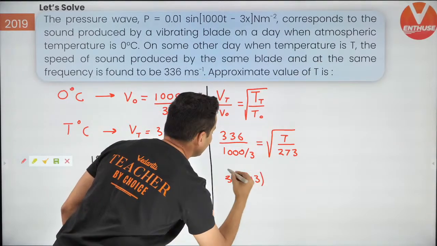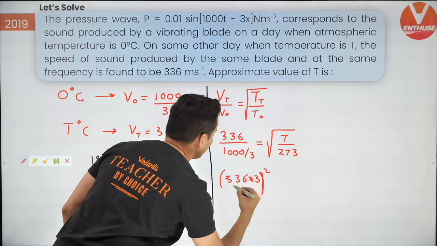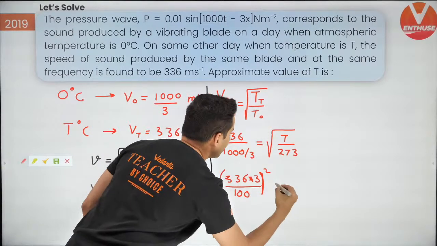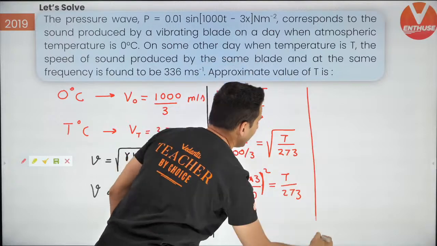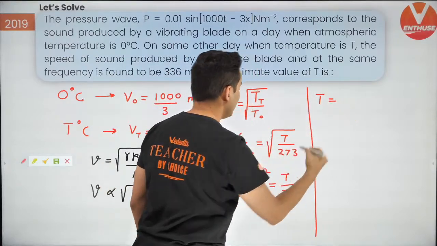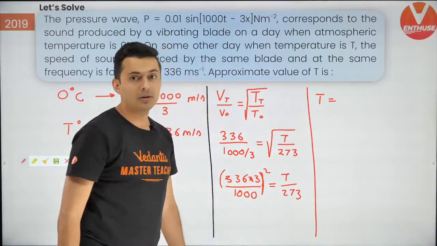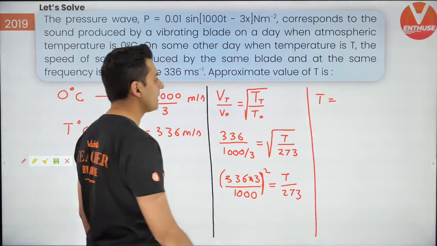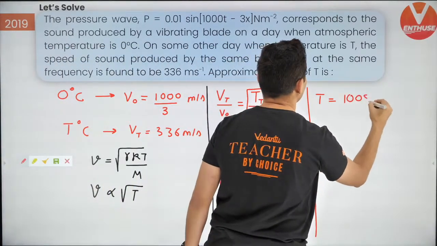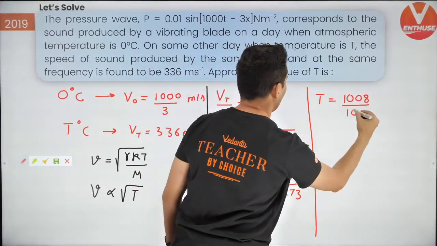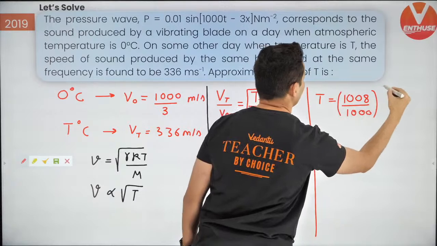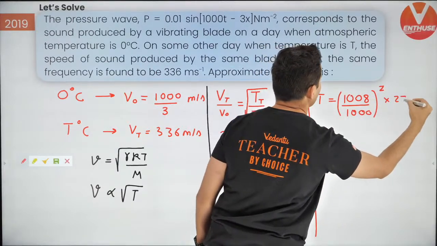336 multiplied by 3 whole square, let's square both sides, divided by 1000 is equal to T by 273, and therefore T will be equal to 336 into 3, guys. Yes, very good. 1008. Excellent, guys. 1008 divided by what is this? 1000 whole square multiplied by 273.